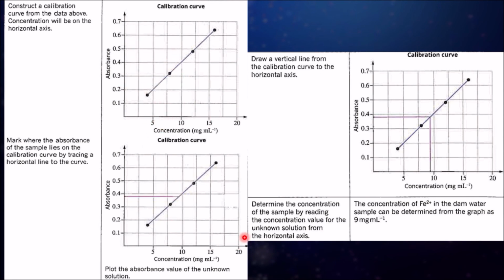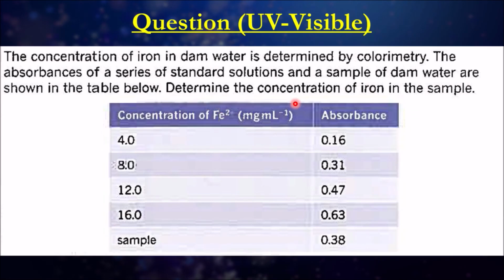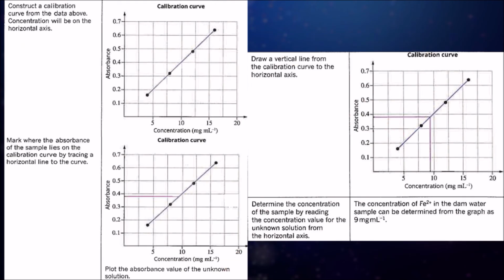Drawing the graphs here, to determine the sample, the sample has an absorbance of 0.38. So after you've plotted the graph, interpolate 0.38, drive it across to your line of best fit, take it down, and you can see it's about 9 milligrams per liter. So same idea as when we did the atomic absorption spectrometry.